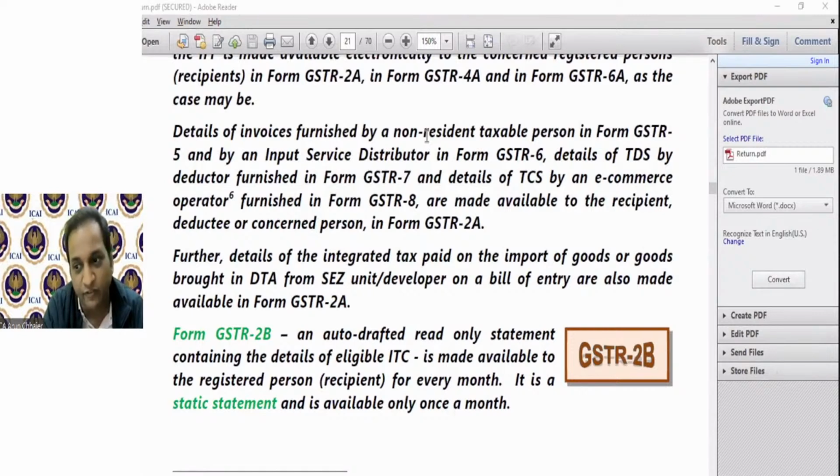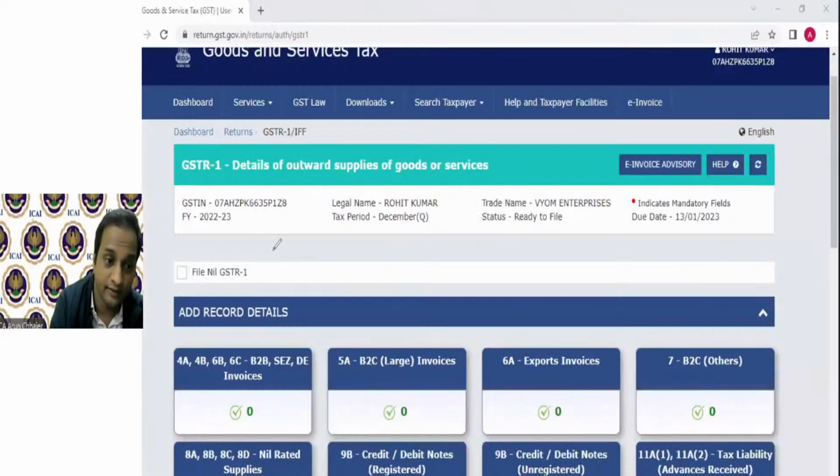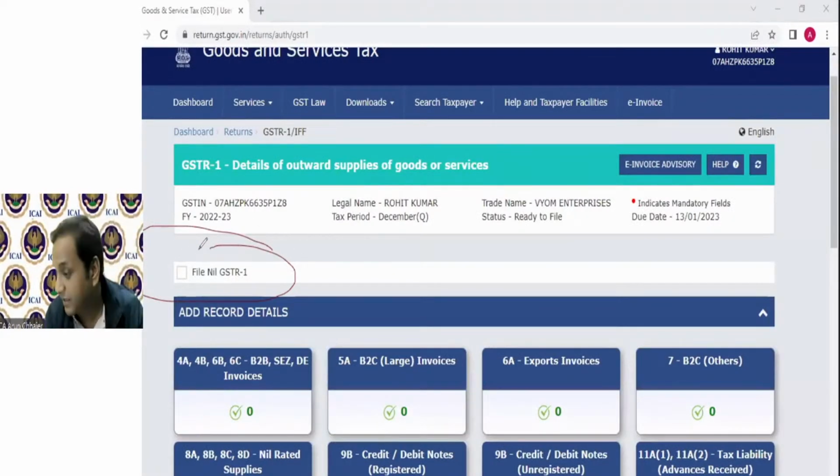Mohammed Vora, yes, we can file. Suppose there is no outward supply, I have to file the GSTR1 as a nil. So you can see this file, nil GSTR1.